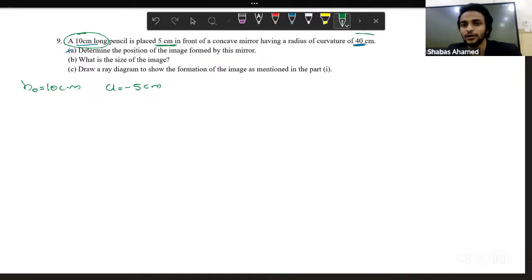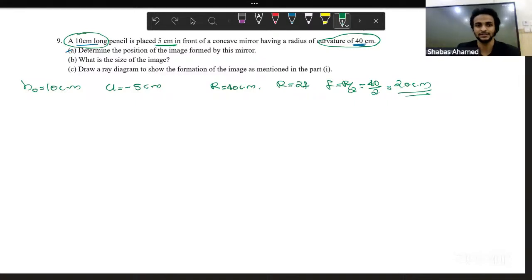And here the focal length is not given, but the radius of curvature is given. So radius of curvature is 40 centimeter, and we know R equal to 2f, or f is equal to R by 2. So R is 40, so this is 40 by 2, that is equal to 20 centimeter. We got the focal length. Focal length is 20 centimeter.